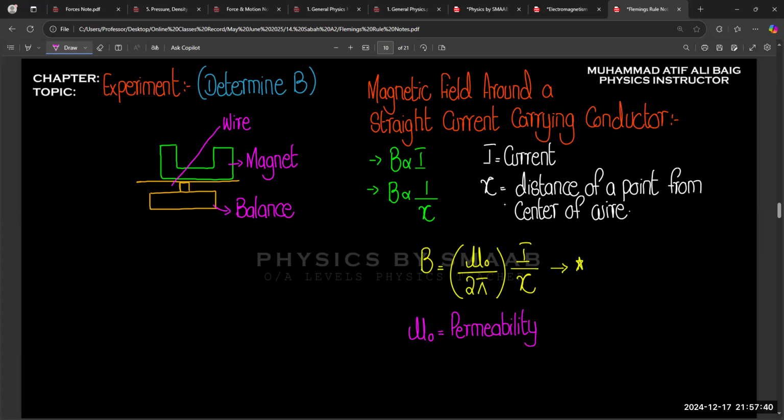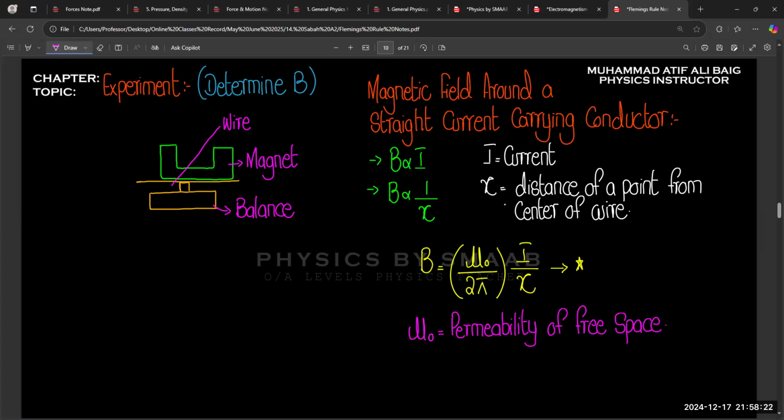So magnetic flux density is proportional to current. Magnetic flux density is inversely proportional to x, which is the distance from the center of the wire, like how close you are to the wire or how far away we are from the wire. Basically, if we combine it, we get the value mu naught I over 2 pi x. I just write the constant values in the bracket, right?